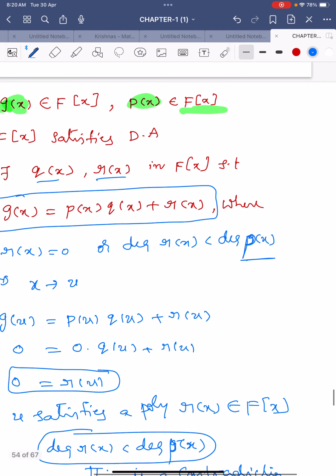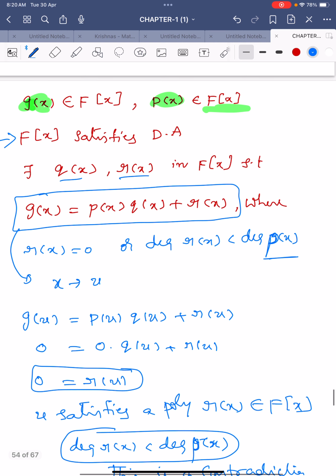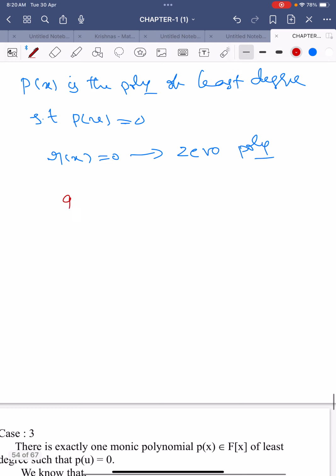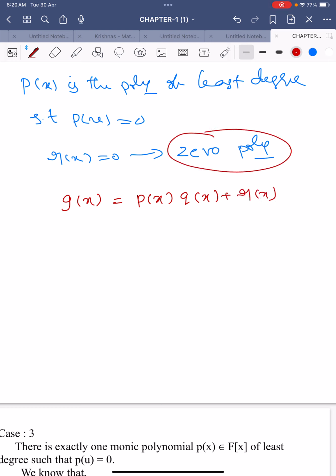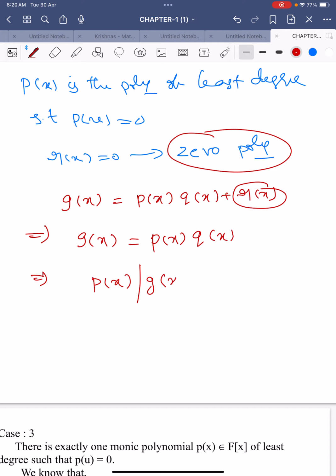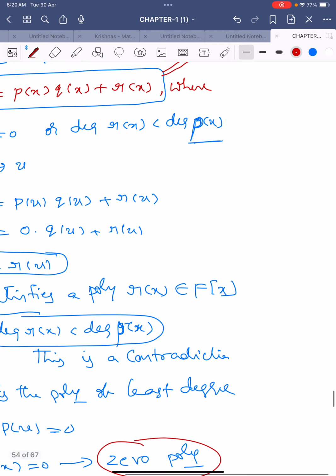If r of x is a zero polynomial, then from this equation what do you get? G of x is equal to p of x into q of x. Very clearly it becomes g of x is equal to p of x into q of x plus r of x, where this r of x is a zero polynomial. It means if it becomes 0, then g of x is equal to p of x into q of x. This condition shows that p of x divides g of x. That is the required second condition.